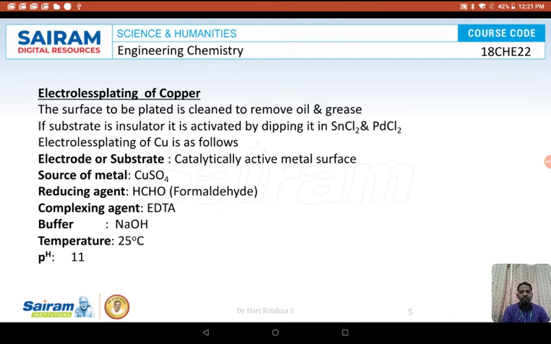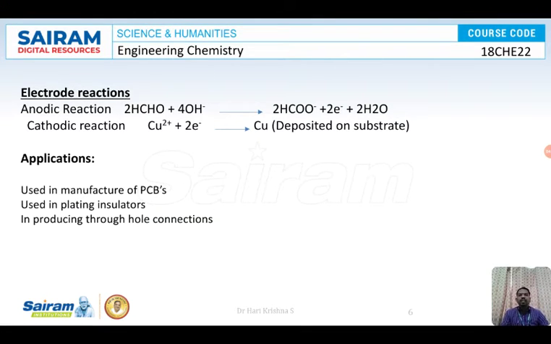Buffer is NaOH, temperature 25 degrees Celsius and pH is around 11. So at the anode, what happens? The formaldehyde, in the presence of the hydroxyl ion, that is base, liberates formate ion and two electrons. That is the anodic reaction, that is, the formaldehyde undergoes oxidation. These two electrons will be accepted by Cu2+ at the cathode and get reduced to Cu.